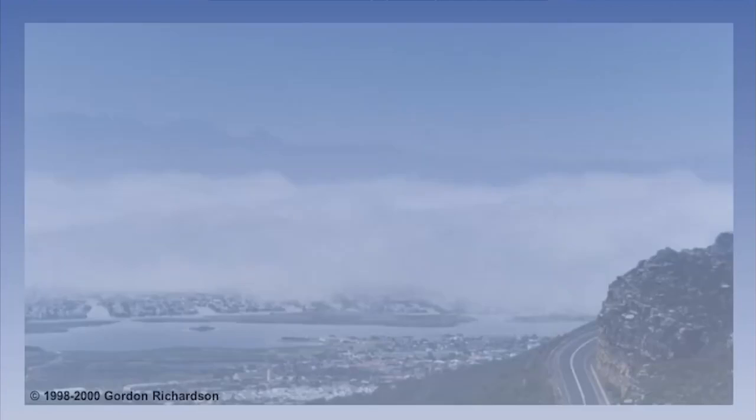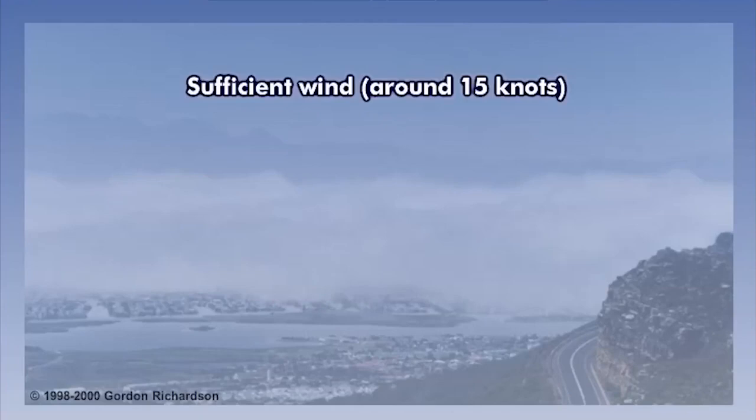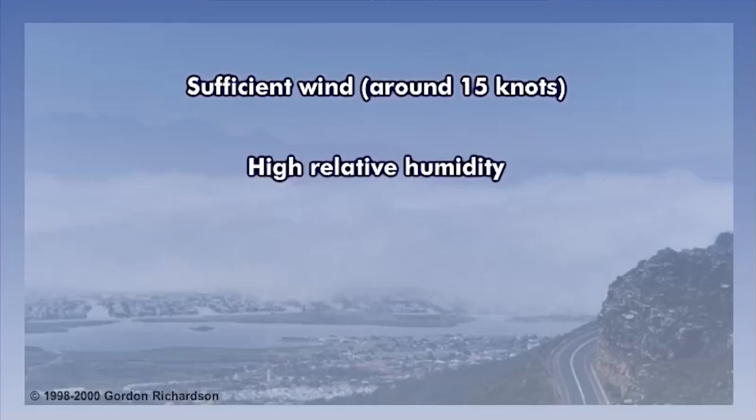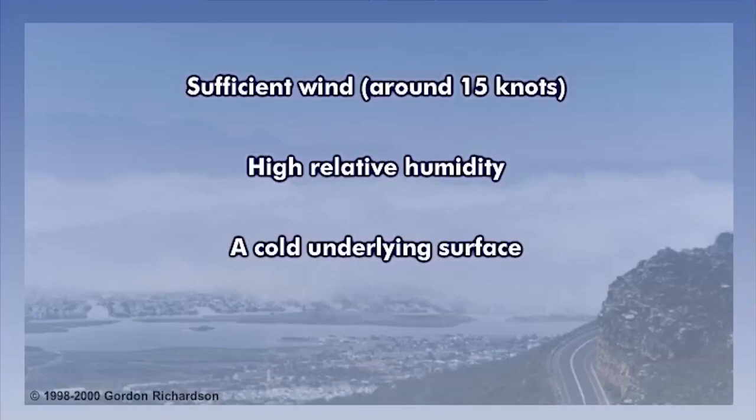Conditions necessary for the formation of advection fog are sufficient wind speed to move the air, around 15 knots is typical, a high relative humidity, and a cold underlying surface with a temperature below the dew point of the overriding air. This cools the lowest layers of the air, causing saturation.